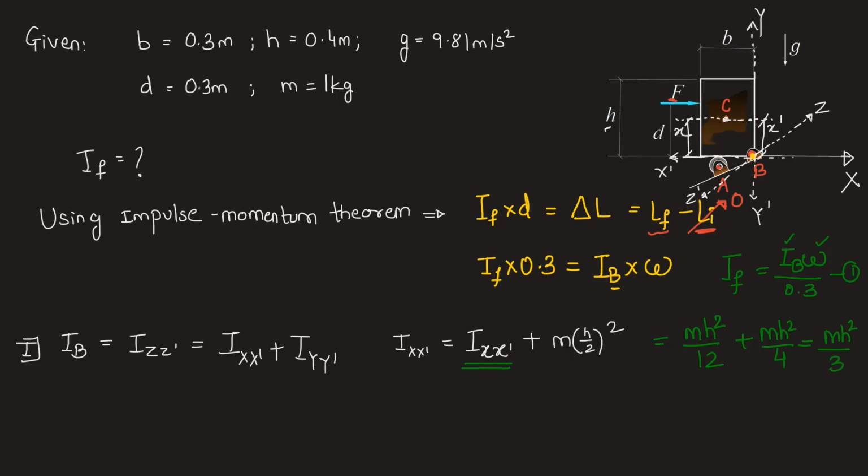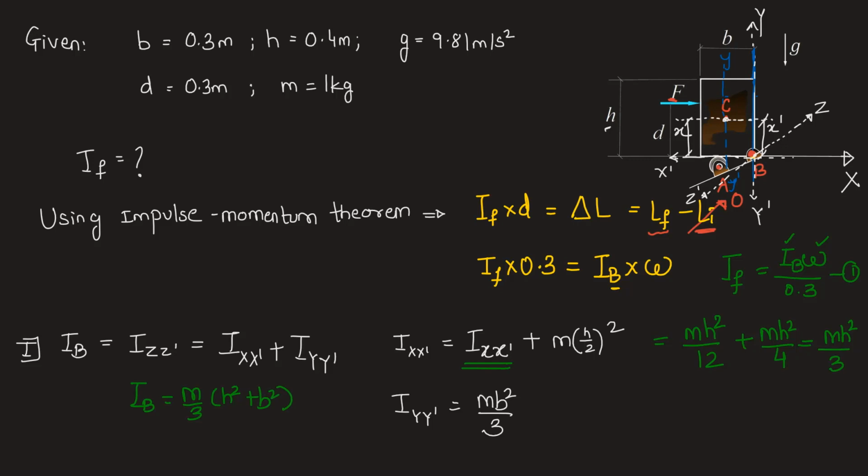Similarly, we can find out first I small yy dash, and then by using parallel axis theorem we can find out the moment of inertia of the block about this right edge, which is capital YY dash. So that will be written as IYY dash will be equal to I small yy dash plus m into (b by 2) square. So instead of h, we have b here. And therefore, we will get this as mb square by 3. So if we substitute it here, IB will be equal to m by 3 we take common, and in the bracket we get h square plus b square.